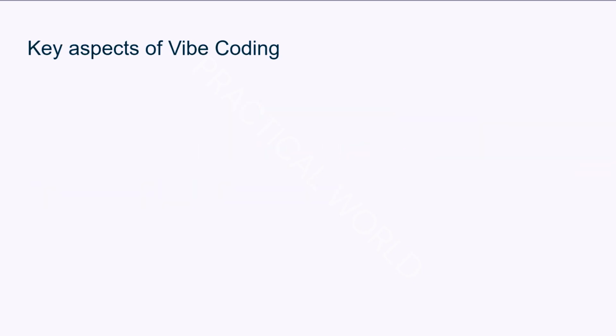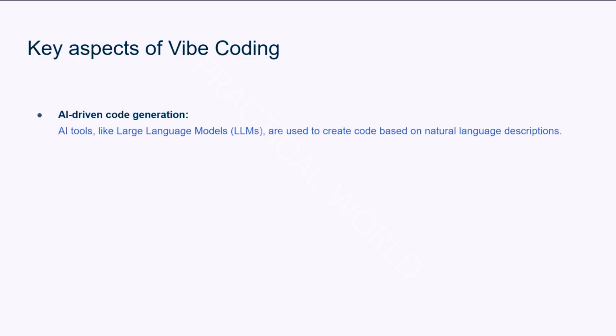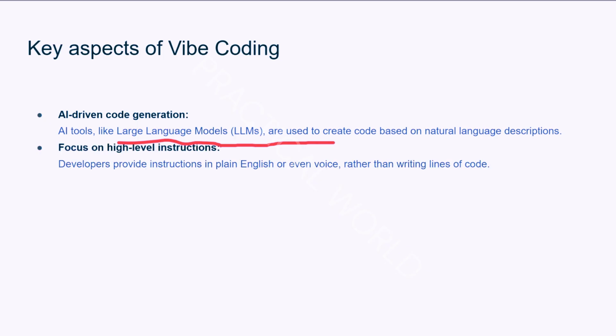So let's discuss some key aspects of vibe coding. AI-driven code generation: AI tools like LLMs are used to create code based on natural language descriptions. As I told you, we pass some input, known as prompts, to the LLM, and then these LLMs create code for us. Next point is focus on high-level instruction. Now developers only need to provide instructions to the AI tools in very simple language, like English, instead of writing lines of code.